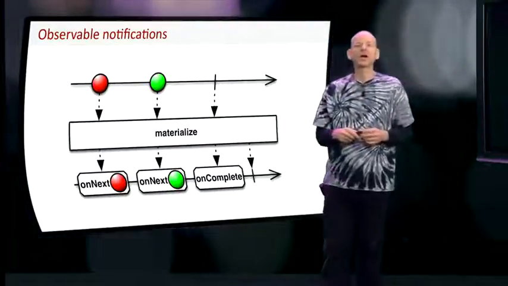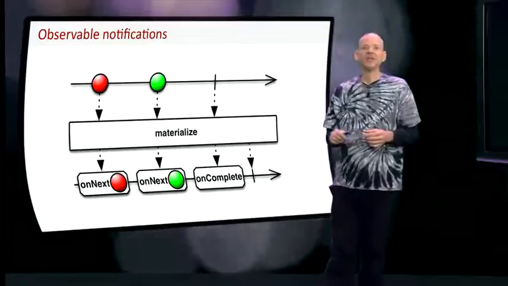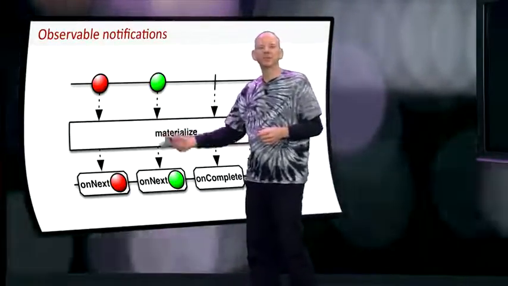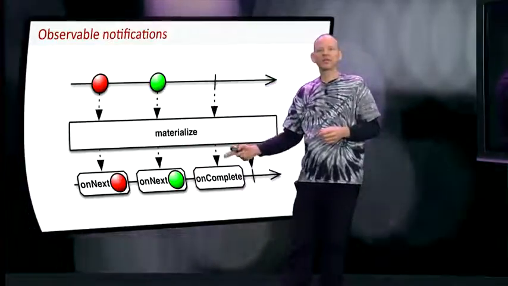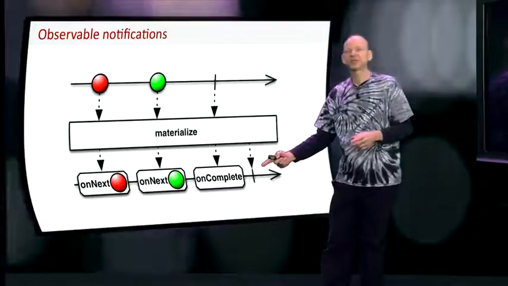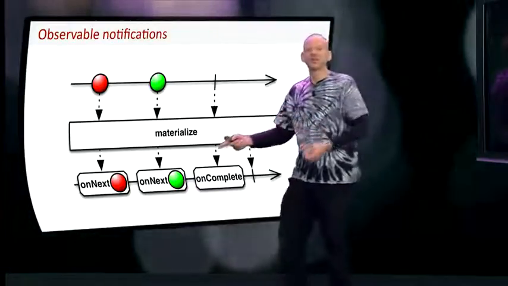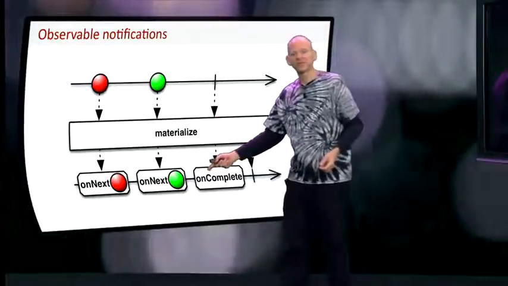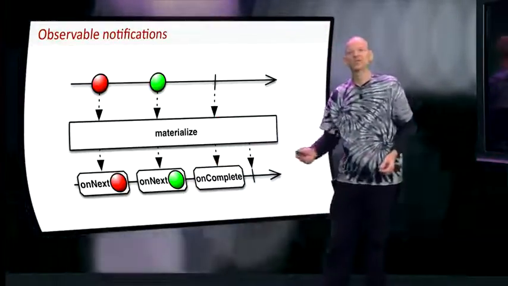Okay, so here's a marble diagram for materialize. We materialize this thing. We get 2, onNext, followed by an onComplete. And then the funny thing is that the stream completes itself. So there's two onCompletes, because there's the onComplete that's materialized, but now this materialized stream also completes.